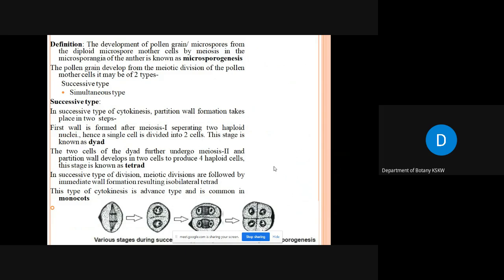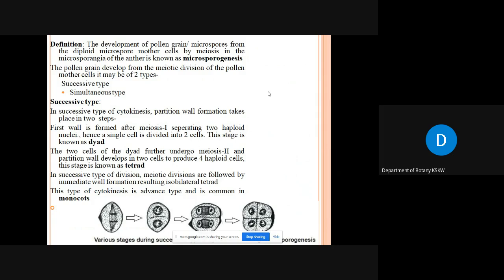Now, the definition of microsporogenesis we have already seen. The pollen grains develop from the meiotic division of the pollen mother cells, and these may be of two different types. First is the successive type and second is the simultaneous type. Successive means one after another, whereas simultaneous means happening at the same time. Successive is like when a king dies, then his son becomes the king. That is succession: one goes and another comes. Simultaneously means both at the same time.